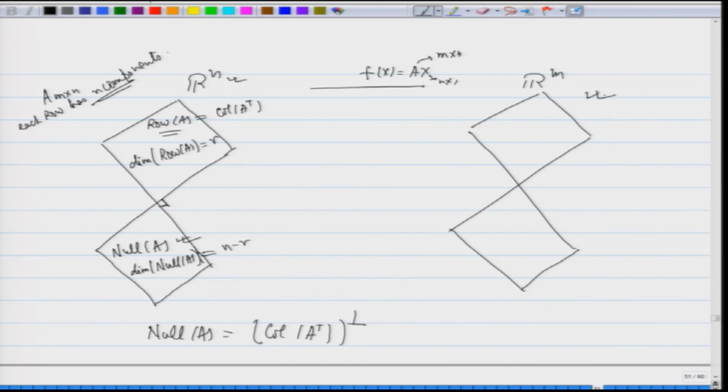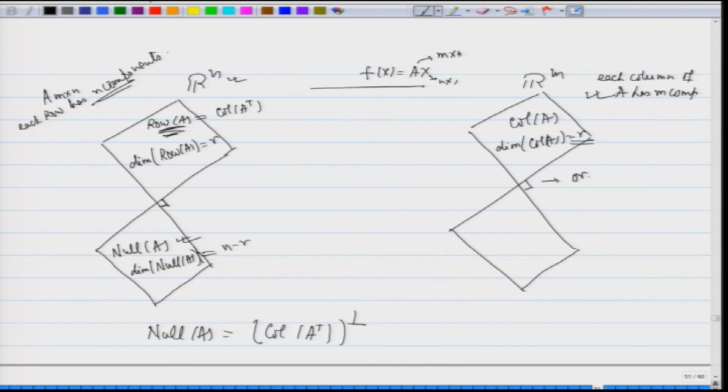If I look here, there were rows, and each row had how many components? n components. Now I have columns. How many components are there in a column? Each column of A has m components, and therefore the column space will be a subset here. The dimension of the column space of A is also R. Again there is a perpendicular here.